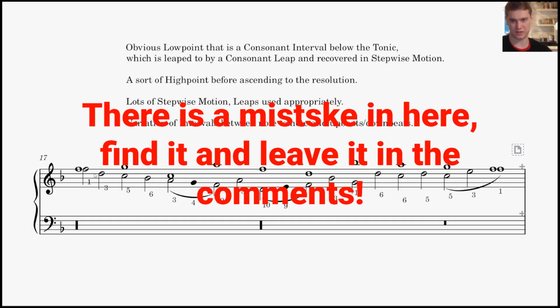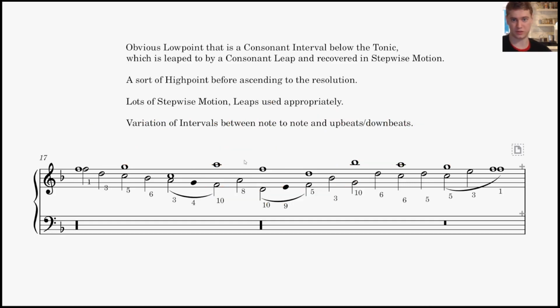Okay, last, it's a counterpoint written below, so we do see an obvious low point, the note D here. It's also a consonant leap below the tonic, being a 10th below the tonic F. Also, there is a rather large leap of a 5th to the low point, so that's good. And then after that larger leap going down, it's recovered going up.